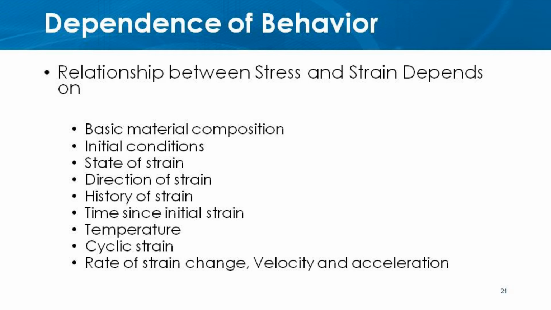Time since initial strain. When did the strain first time started? How long ago? Because creep and relaxation will depend on time. Temperature. What is the temperature at this time? And what is the temperature when the material started? When the materials become heated, they change properties. Cyclic strain. How many cycles have gone through before we are talking about this strain? Rate of strain change, velocity and acceleration, damping properties.